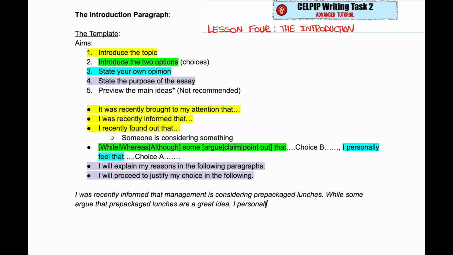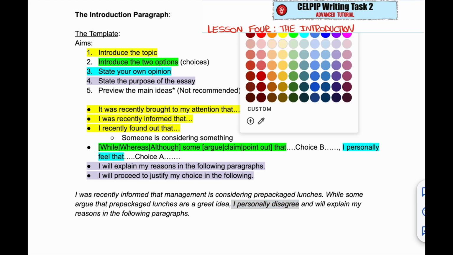Okay, so now we have a problem. Is it okay to say, I personally feel that they are not a good idea? Well, that sounds a bit redundant and repetitive. So let me show you a trick to overcome this problem. Here's what you can say instead. You can say, while some argue that prepackaged lunches are a great idea, I personally disagree and will explain my reasons in the following paragraphs. Notice that I killed two birds with one stone there. I introduced my own opinion and I stated the purpose of the essay in one sentence.